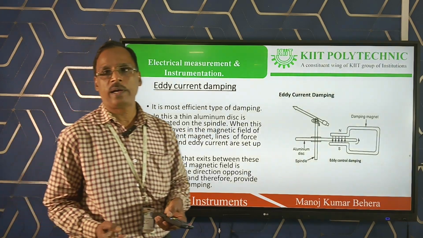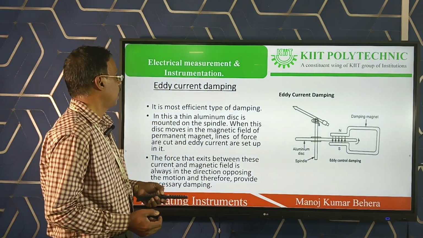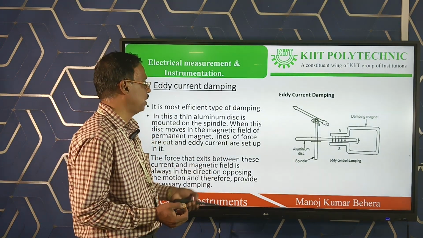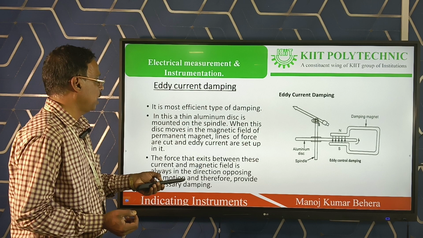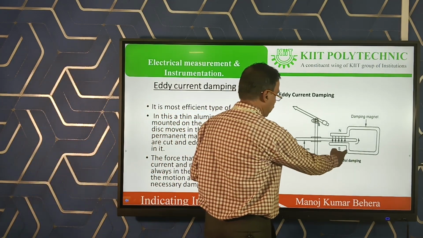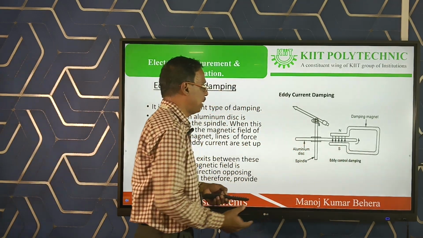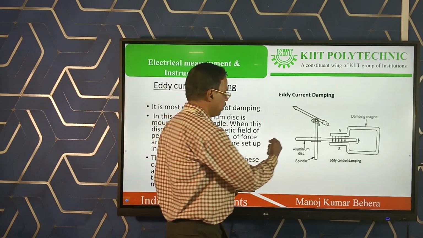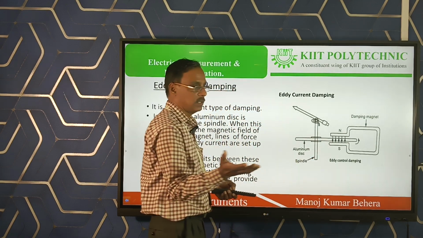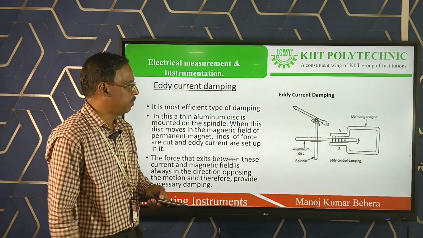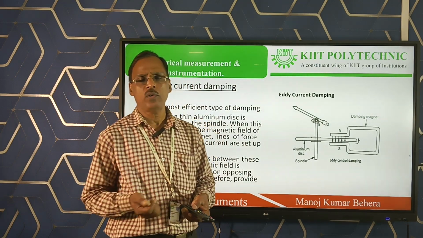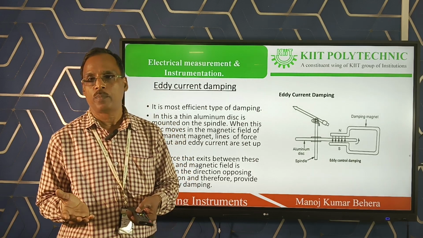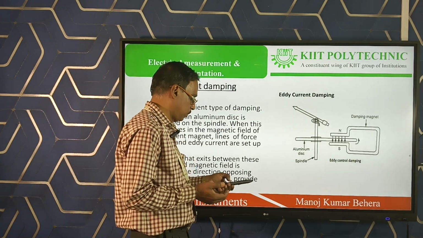See here, we have three types of damping: eddy current damping, fluid friction damping and air friction damping. The figure shows the eddy current damping. In eddy current damping, we have a permanent magnet, and inside the permanent magnet we have one aluminum disc. When the pointer deflects from initial position to final position, the aluminum disc moves inside the damping magnet, which produces eddy current. That eddy current opposes the movement of the pointer, and so that produces the damping.